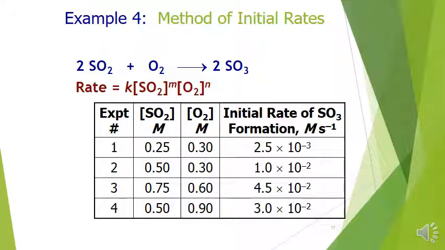Okay, method of initial rates, example number 4, and let's take a look at this one. So here's our rate law. You have to know your equation, and then you set it up. Rate equals k times the concentration of sulfur dioxide to some exponent, oxygen to some exponent. Then you do some experiments, and notice what we do here.